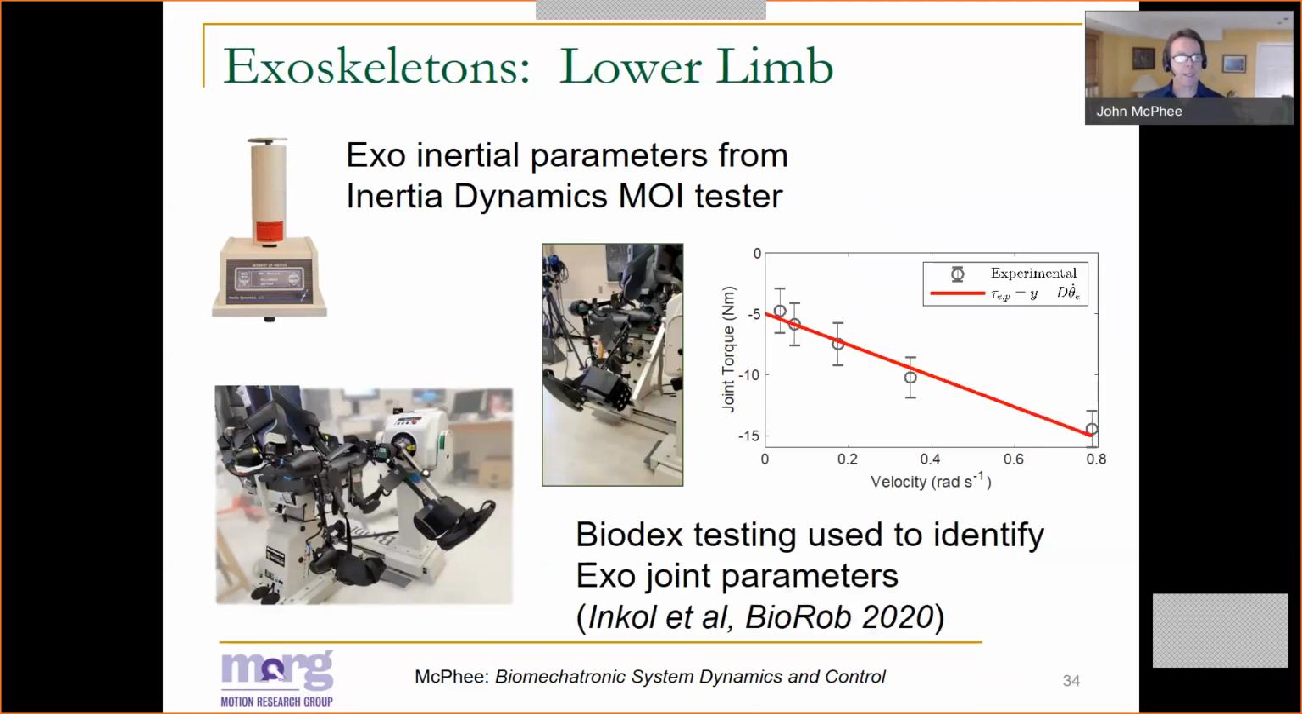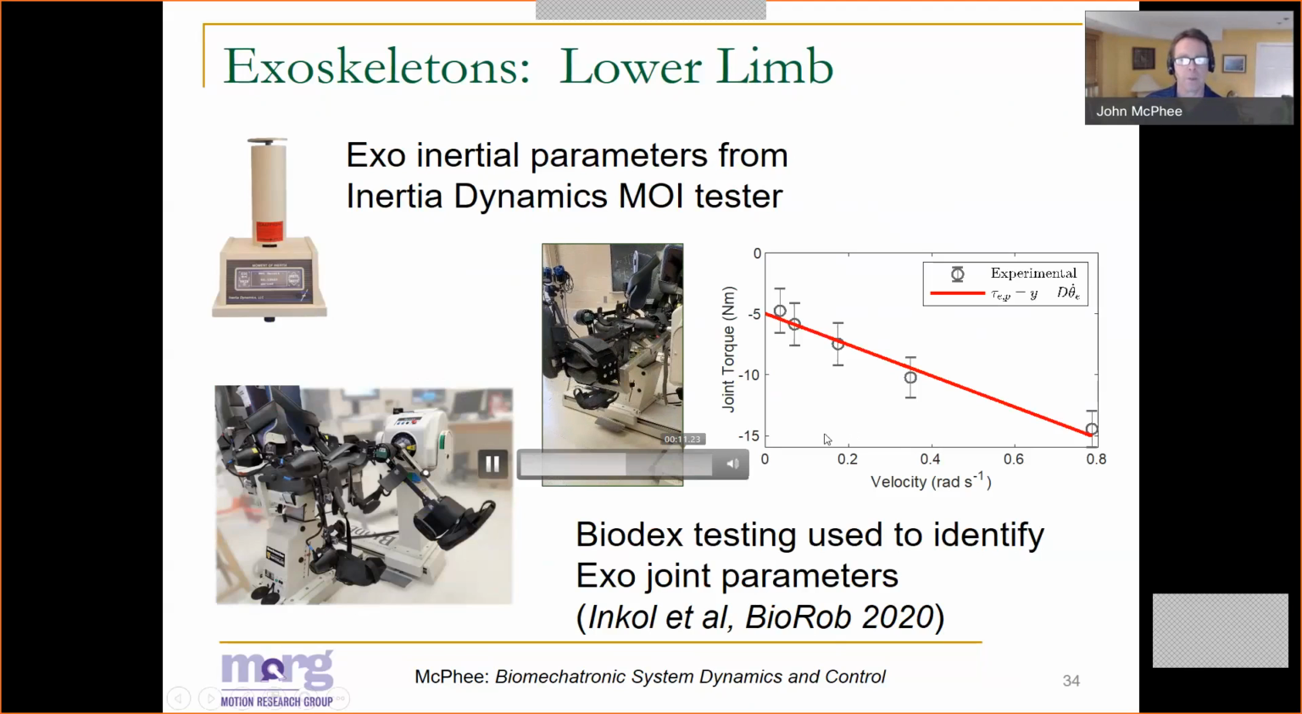We can even test the various joints and the joint properties on a human dynamometer like the Biodex shown here from our lab. And if you look at some results we've obtained for torque versus speed at the different joints, you can see that we're able to come up with fairly representative damping models for the exoskeleton's passive joint properties. And these were presented last year by Keaton Inkol at BioRob.